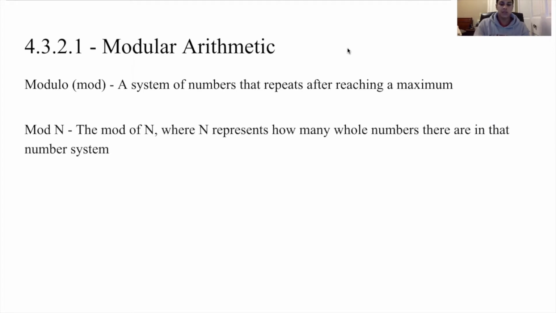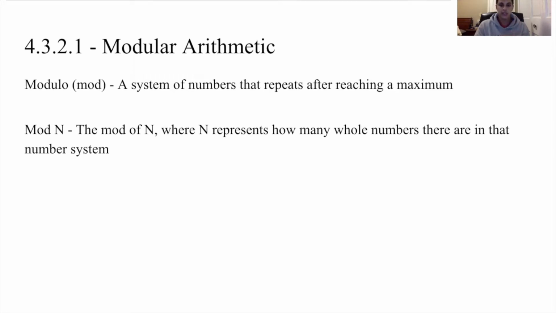Like I said, a mod is based around a certain number. If we had the mod of the number n, and n is just a variable representing any number, so n could be 7 or 12 or 8, the mod of n represents how many whole numbers there are in that number system. So for example, in mod 5, there are 5 whole numbers in that number system.